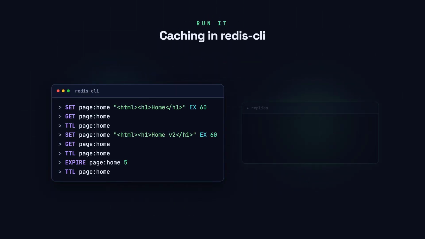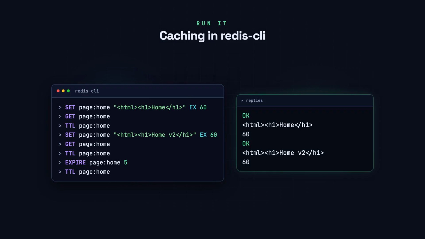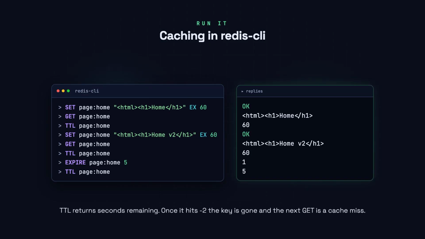Watch what happens step by step. Set with ex stores the value and starts the countdown. TTL shows how many seconds remain. When the key expires, the next get returns nil, a cache miss, and the cycle starts again.